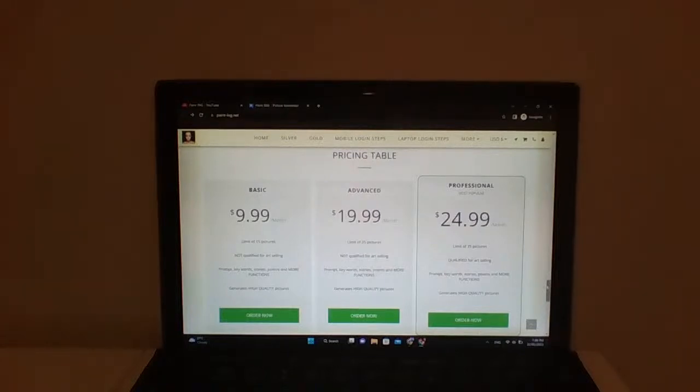Now, you can take a look at our pricing table. We offer three pricing plans: the basic, advanced, and professional plan. The basic plan is only $9.99. We offer a limit of 15 pictures for the basic plan. Unfortunately, you're not qualified for art selling. That means you can't sell your artworks and your pictures in our online art selling store. The functions include prompt, keywords, stories, poems, and more. For the basic plan, we generate high quality pictures.